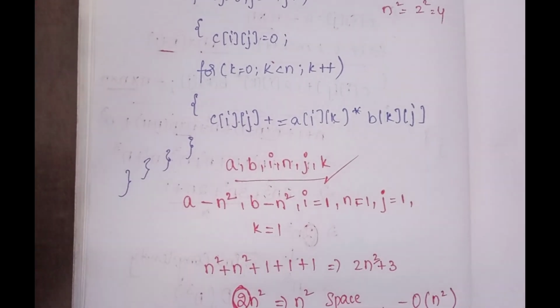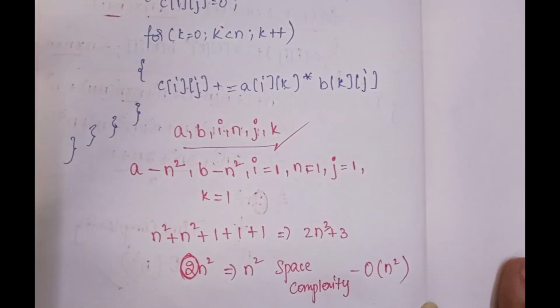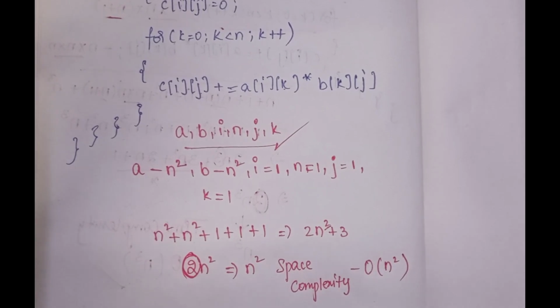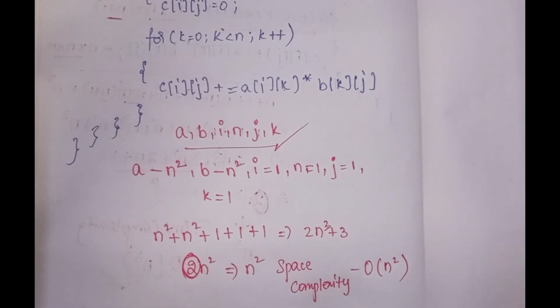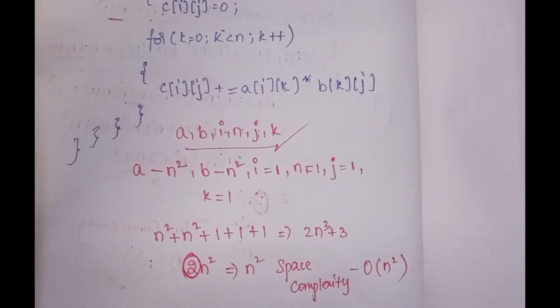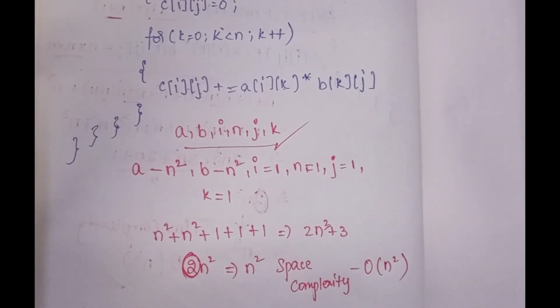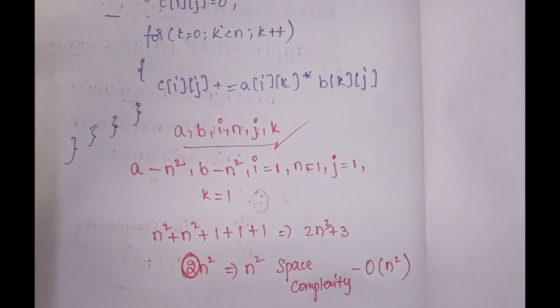So this is how you will find the time complexities or space complexities with the help of this step count method or frequency count method. So I hope you understood this. In the next video we'll check out how to find this time complexity with the help of asymptotic notations. So thank you for watching.